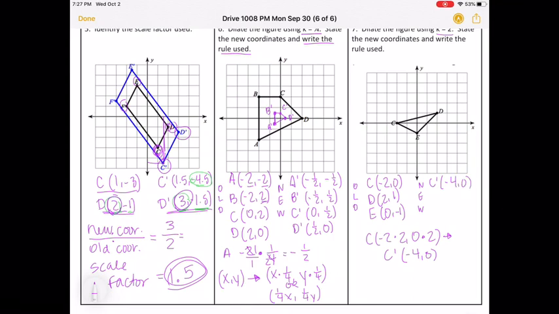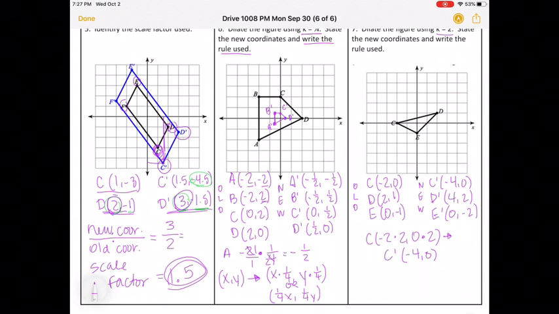All right, take a minute, pause the video, see if you can get D and E. Okay, if you're now checking your work, you should have gotten D prime as 4, 2, and E prime as 0, -2.